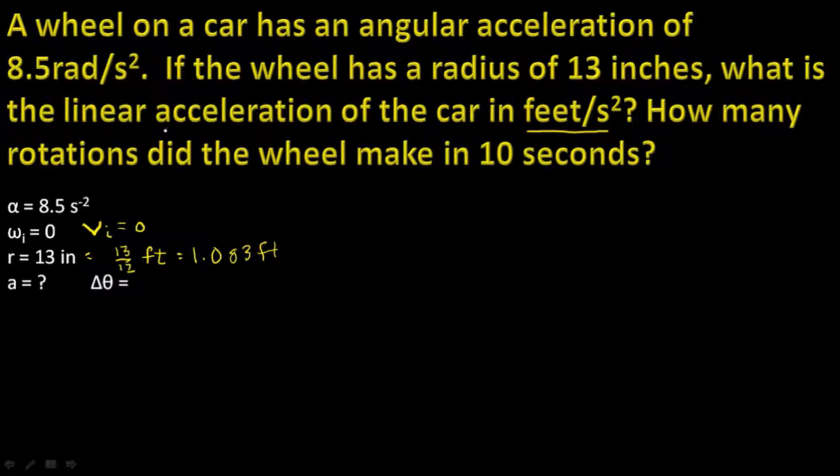So what is the linear acceleration of the car? Now in this case, I'm not talking about the angular acceleration. We already know that. Well, the linear acceleration, a, is just r times alpha. And so it's going to be 1.083 times alpha, which is 8.5. Please pay attention to units. This is feet. This is inverse seconds squared. So when we do the multiplication, we get 9.21. Let's round that to 9.2 feet per second squared.